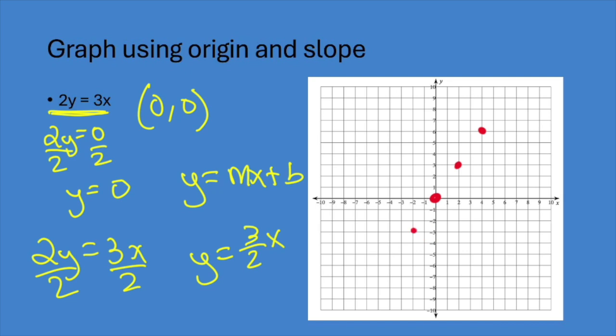Asa thinks I'm doing overkill. All right. You need 2 points. Actually, you need 3. You should do about 3. Now, when you're doing your x and y intercepts, you only need 2. Okay?